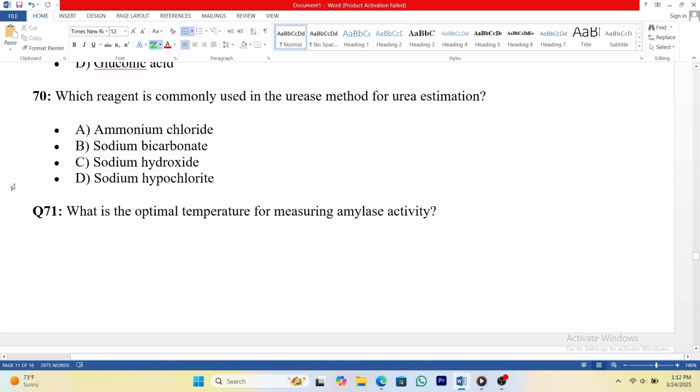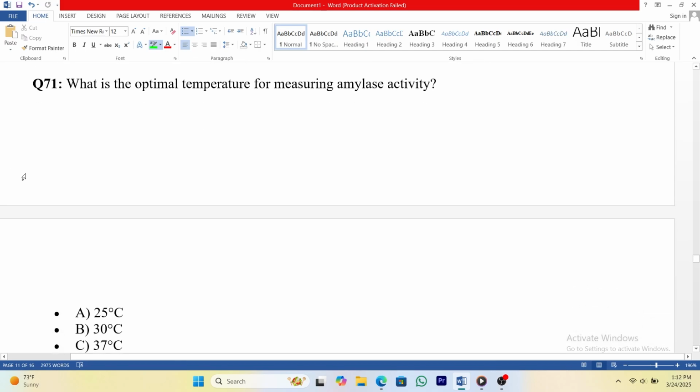A. Ammonium chloride. B. Sodium bicarbonate. C. Sodium hydroxide. D. Sodium hypochlorite. Answer: C. 71. What is the optimal temperature for measuring amylase activity?